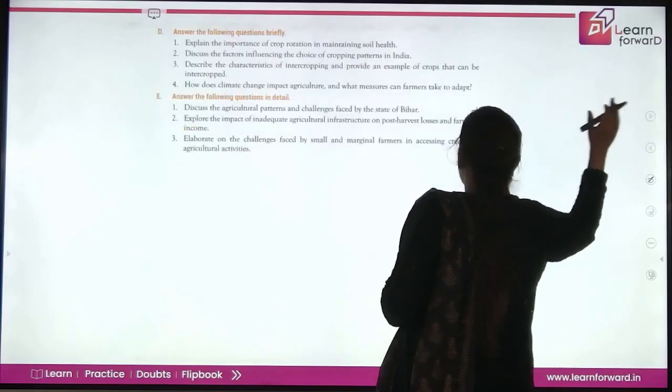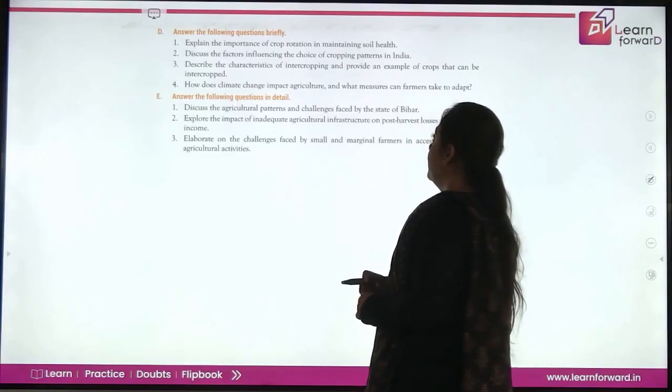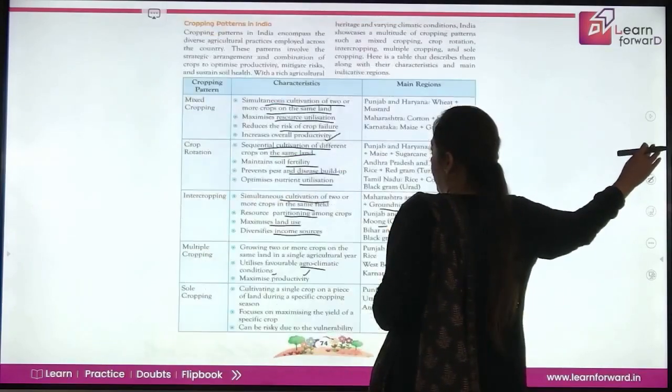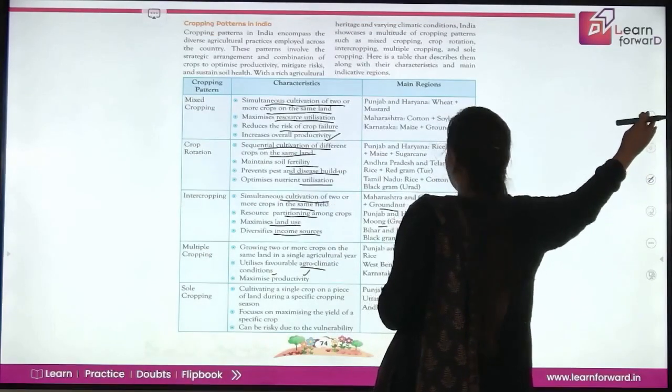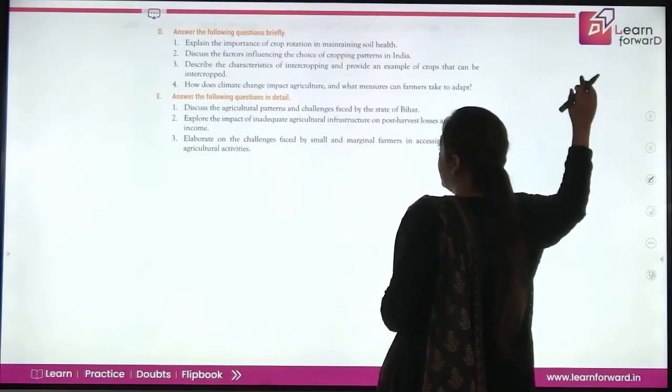Now let's come to the question answers. Question answers in brief. Question number 1: explain the importance of crop rotation in maintaining soil health. Right. We talked of all the patterns of crops. So the first question is, what is the importance of crop rotation?